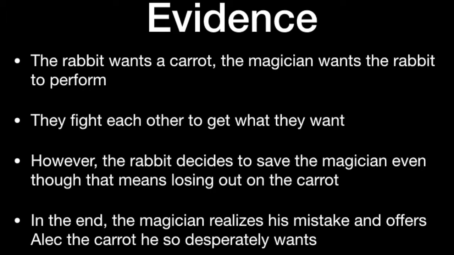So now we need to see what kind of evidence we have of the topic. And there's a lot. The rabbit wants a carrot. The magician wants the rabbit to perform. They fight each other to get what they want. They're willing to defend their desires, their wants, their needs. However, the rabbit decides to give up what he wants in order to save the magician. And at the end, the magician realizes that the rabbit did this and ends up giving him what he desires, what he wants. And that's what happens in the story.